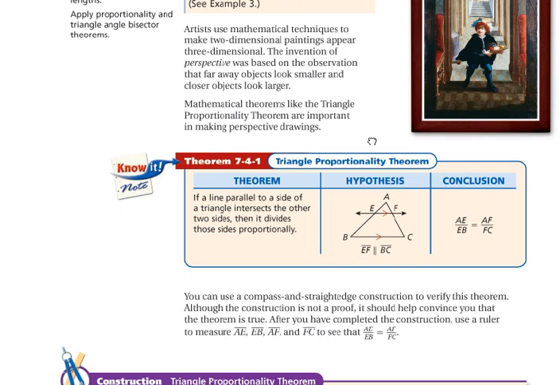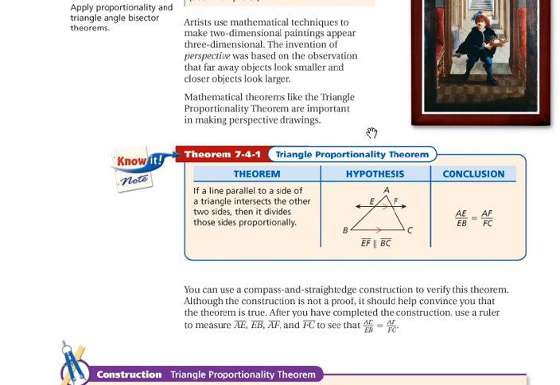So let's take a look first of all at the Triangle Proportionality Theorem, Theorem 7.4.1. This theorem says if a line parallel to a side of a triangle intersects the other two sides, then it divides those sides proportionally. And so let's take a look here at what's going on.